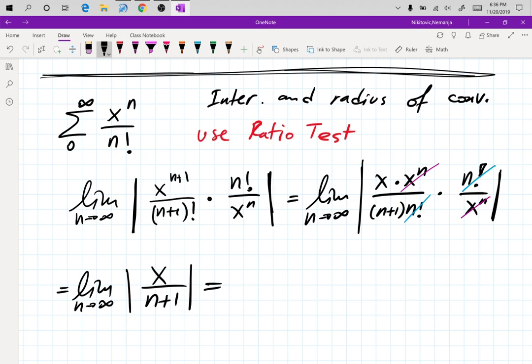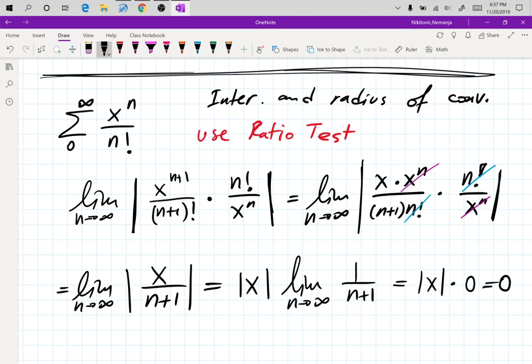Which variable is the limit operating on? N. So x is a constant in the eyes of the limit, because the limit says n goes to infinity, I don't care about x at all. It's just n. So we can kick absolute x out and just have limit n goes to infinity of 1 over n plus 1, which is 0. The whole thing is one big fat 0.